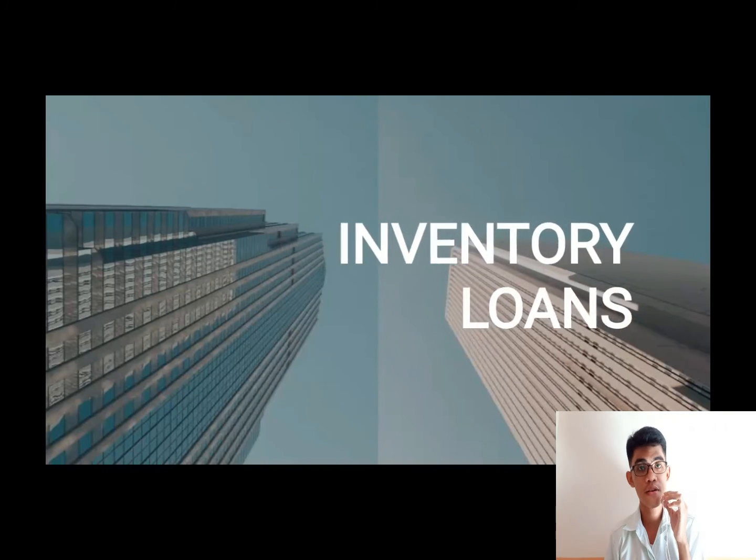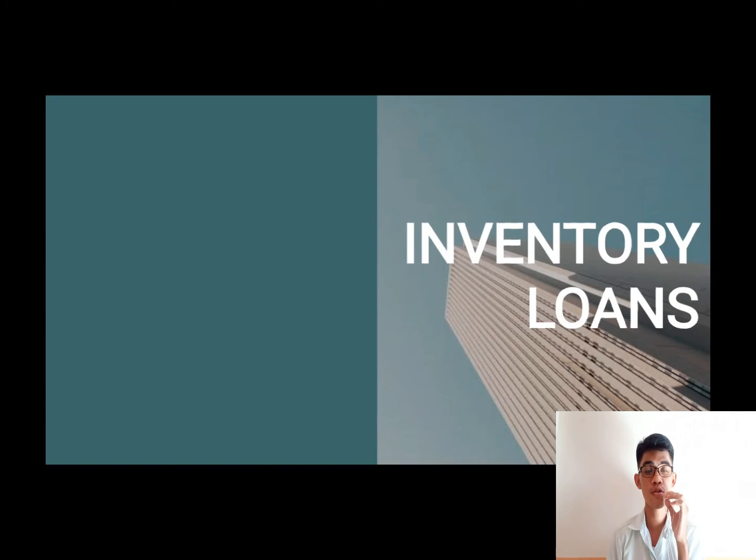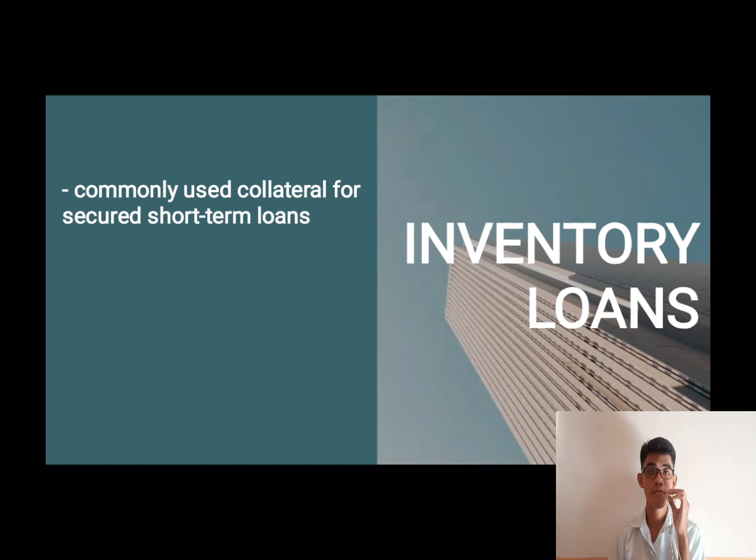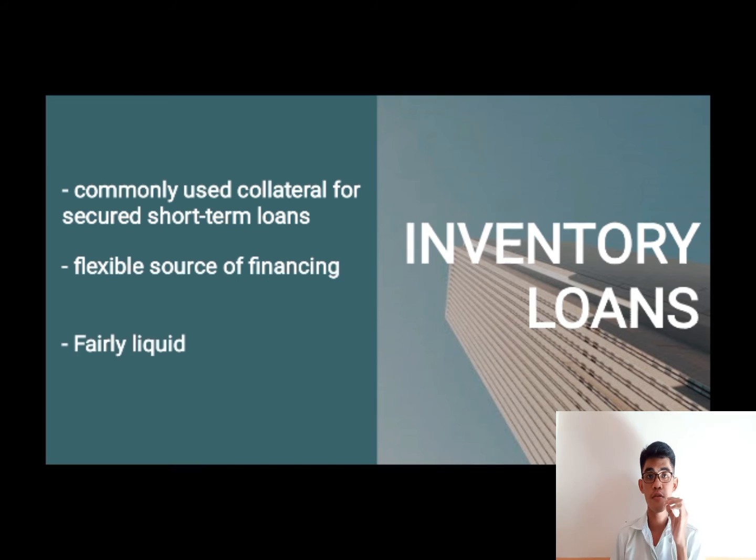So let's have another major source of negotiated short-term credit, which is the inventory loans. It is another commonly used form of collateral for short-term borrowing because it is a flexible source of financing and also it is fairly liquid, like the accounts receivable. So it is given to retailers to buy their stock. It is secured against the stock so that whenever the stock is not sold, it can serve as a collateral.